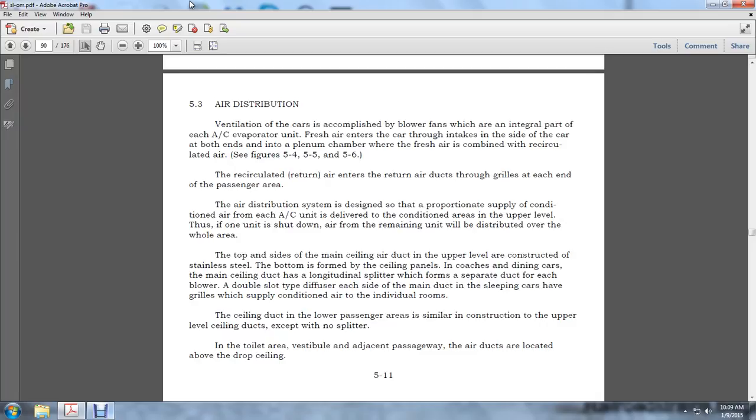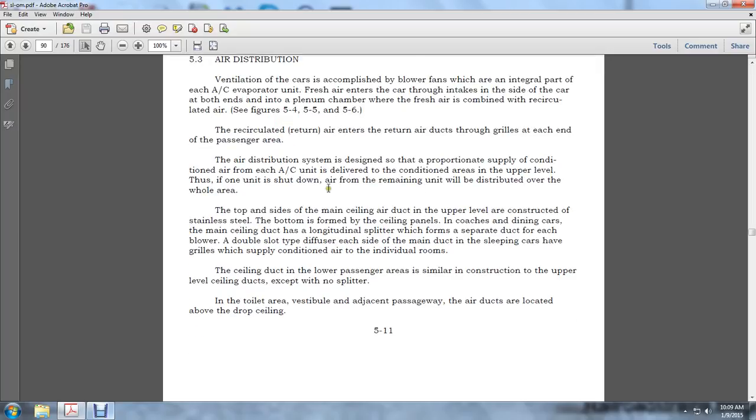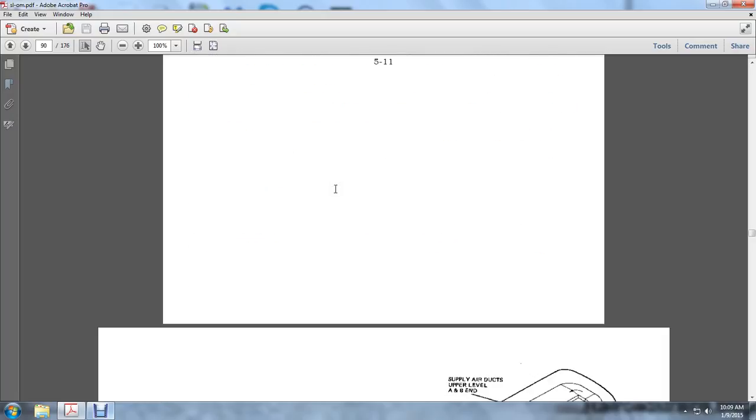The sleeping cars have grills and supply induction area to individual compartments. The ceiling duct in the lower level has a similar construction to the upper level ceiling duct, except with no splitter. At the toilet and vestibule adjacent to the passage, the air duct is located above the drop ceiling.